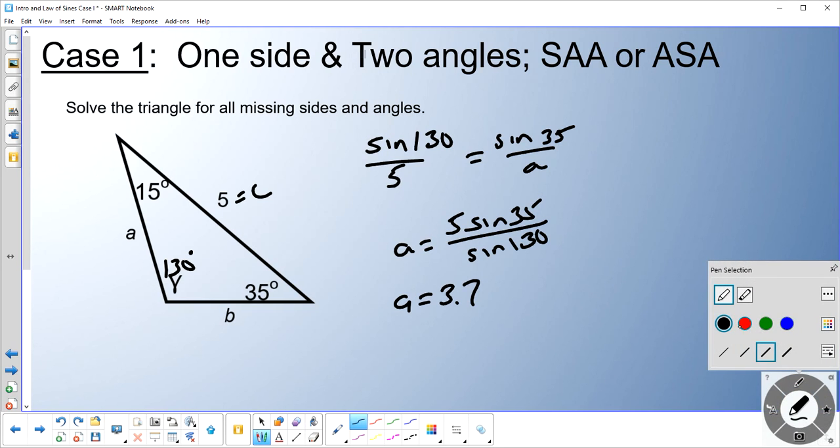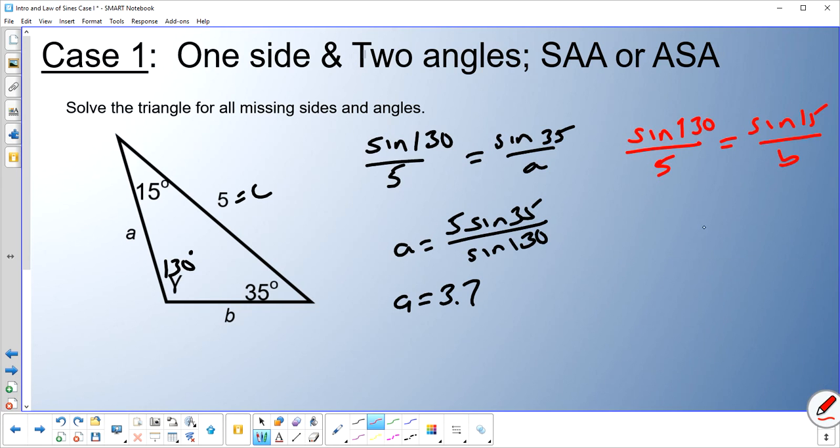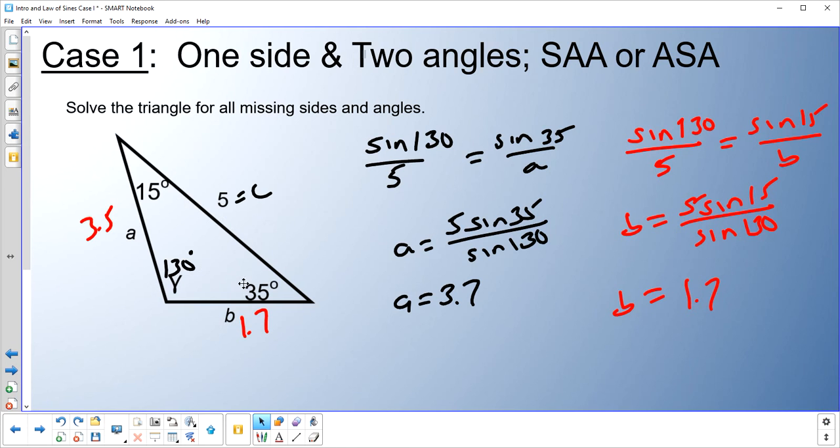I switch my color. I'm doing the exact same process then. I'm going to still say sine of 130 over 5, and now I'm going to change to beta, so sine of 15 over B. And solving that, I multiply both sides by B, and then I'd have 5 sine of 15 over the sine of 130. And I know that B should be the smallest side here. So if I plug that in, 5 sine of 15 divided by sine of 130, I get 1.7. And that makes sense because now I have 1.7 and 3.7, smallest angle opposite the smallest side, middle opposite middle, and largest opposite largest.